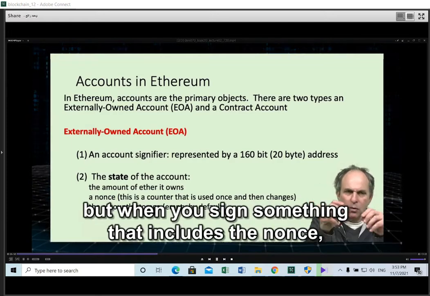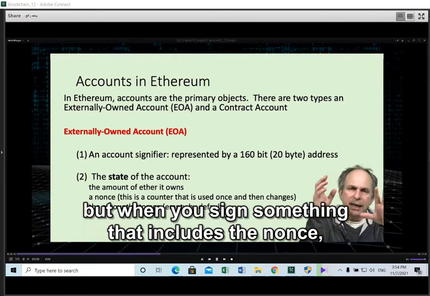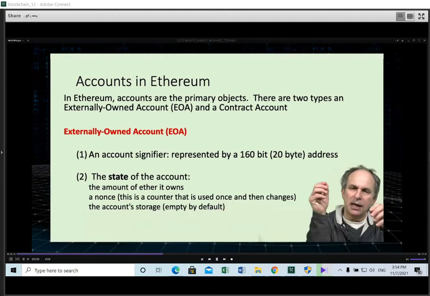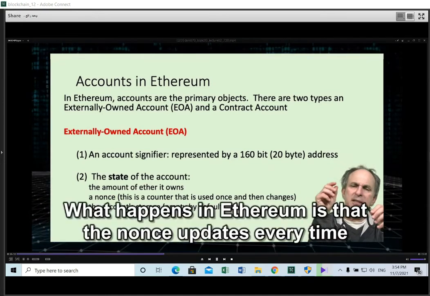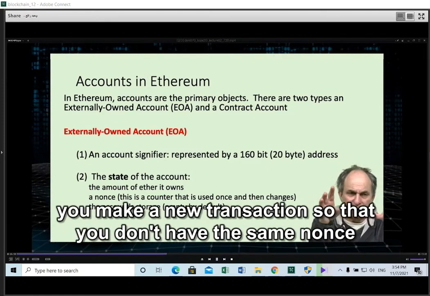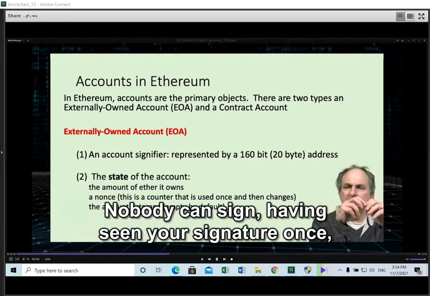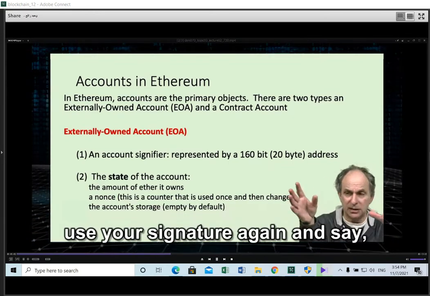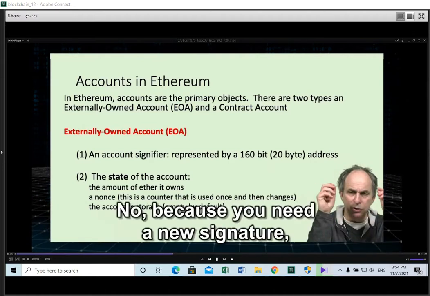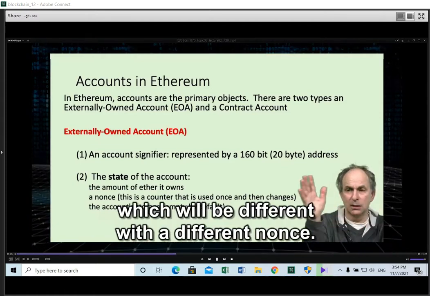But when you sign something that includes the nonce, it's only going to be workable really with that nonce again. And what happens in Ethereum is that the nonce updates every time you make a new transaction. So you don't have the same nonce again in the same account. So nobody, having seen your signature once, can use your signature again and say, oh, the guy whose account this is signs like this. No, because you need a new signature, which will be different with a different nonce.